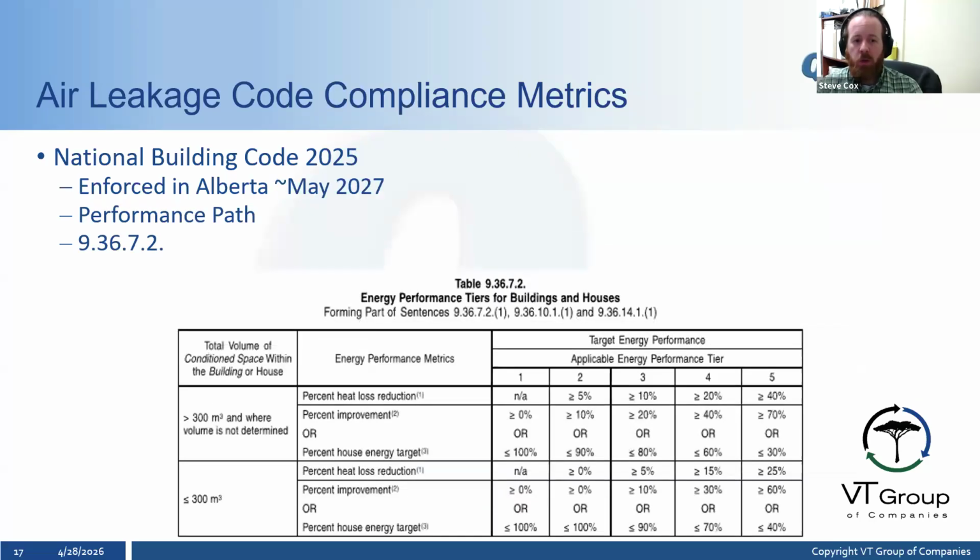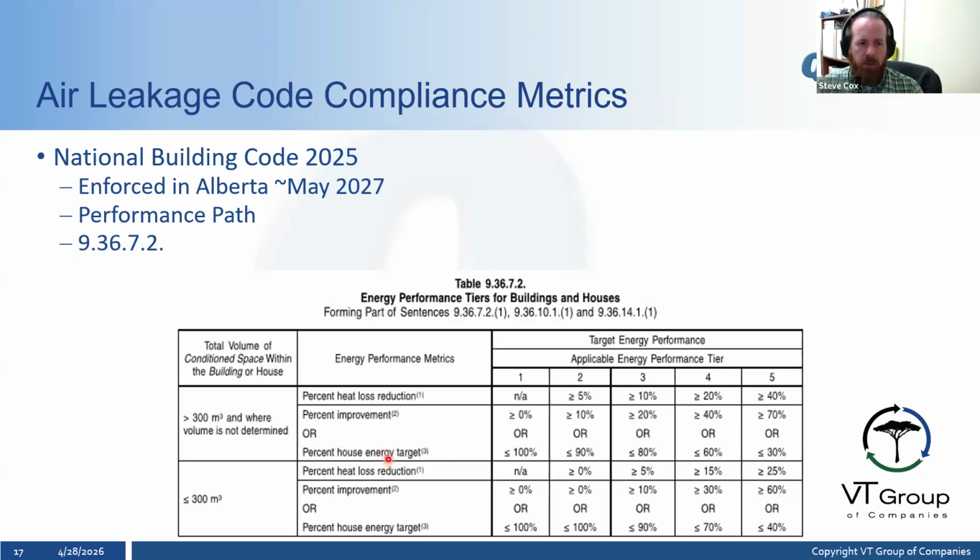Okay, so now jumping into the next iteration of the building code, which was released in December nationally. The goal of the building code is that it's released and then the provinces have 18 months to adopt it to their own jurisdiction. So that would put us about May of 2027.